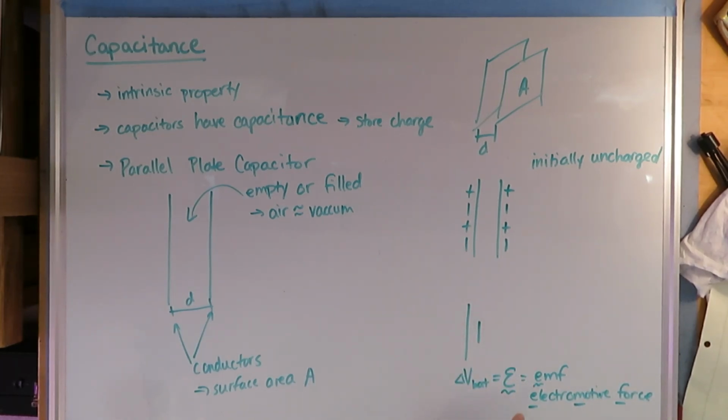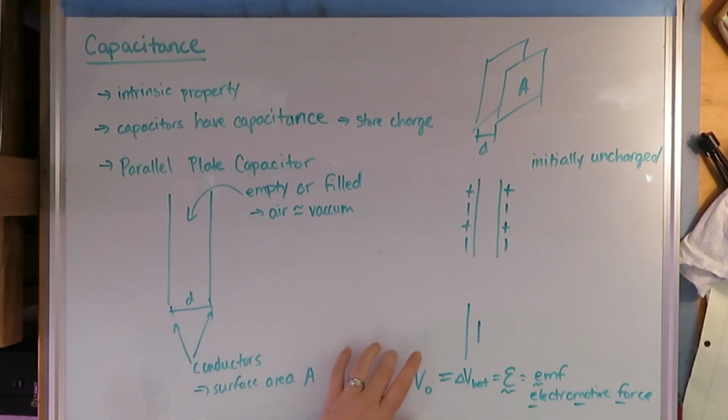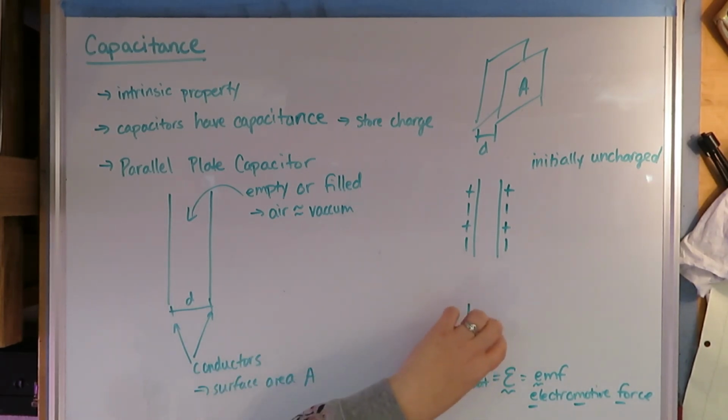So we usually use E, or sometimes we'll use V0 for the battery, I mean the voltage of the battery, sorry. It's important to recognize the different symbology because we're going to be talking about the voltage of the battery and we're going to talk about the voltage of the capacitor separately.